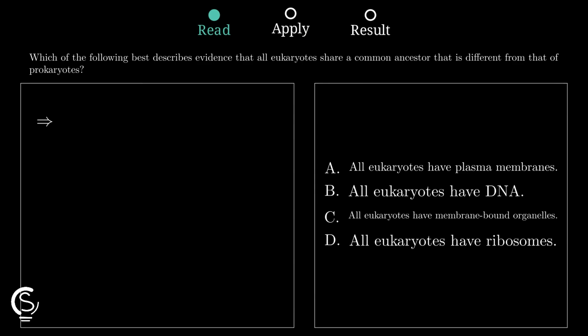Membrane-bound organelles like nuclei and mitochondria are defining eukaryotic structures, so that feature points to a shared ancestor separate from prokaryotes. That matters because inherited complex structures are strong evolutionary evidence. If every eukaryote has membrane-bound organelles, that shared trait supports common ancestry within eukaryotes and separation from prokaryotes.